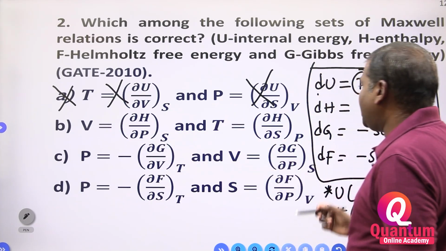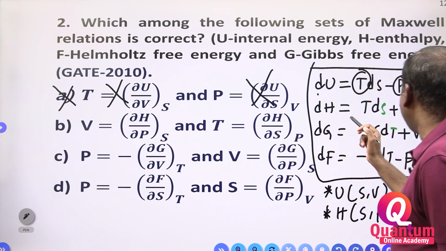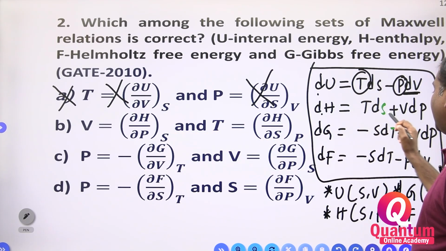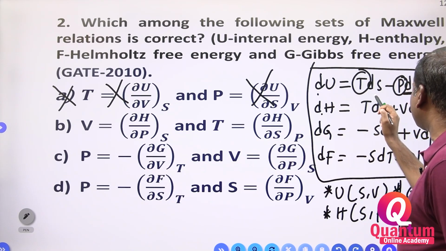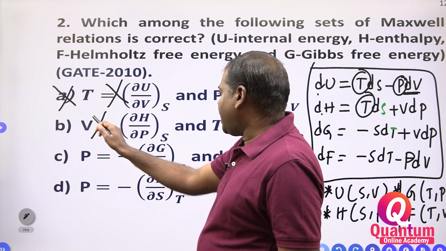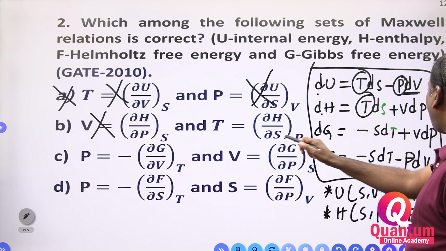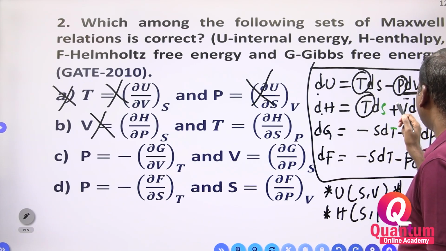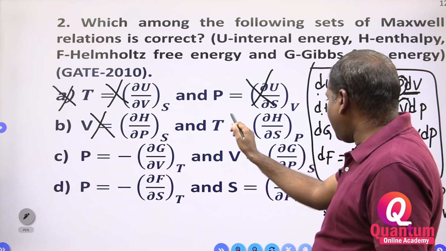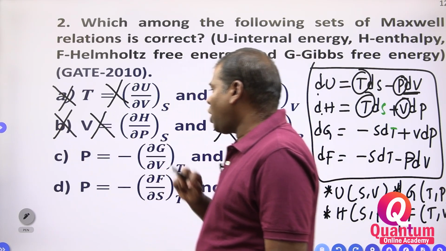Now let us see option B, which is about H. Dou H by dou P at constant S is equal to what? Here it is given as T, but that option is wrong. Now dou H by dou S at constant P should be V, but here T is given. This is also wrong.